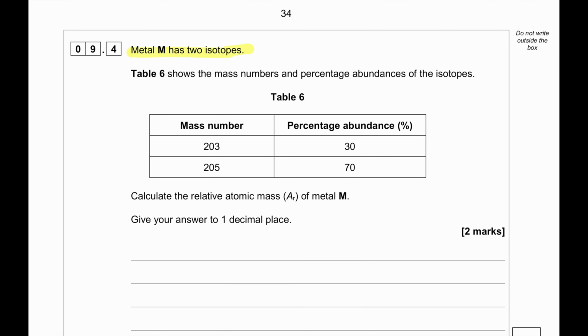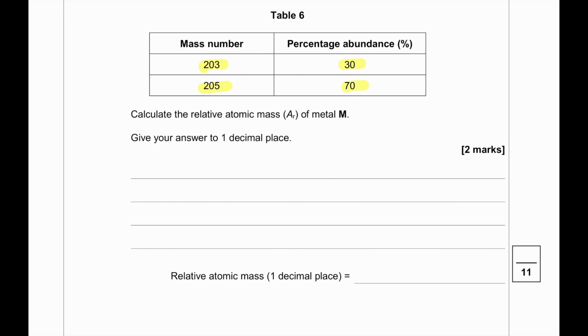Metal M has two isotopes. Table 6 shows the mass number and percentage abundance of the isotopes. You can see 203, 30, 205, 70. Calculate the relative atomic mass Ar of the metal M.